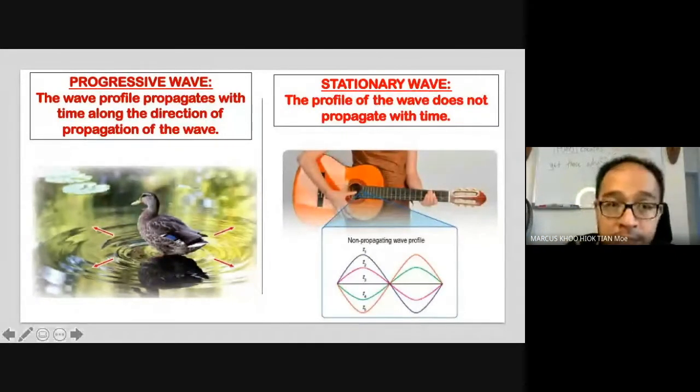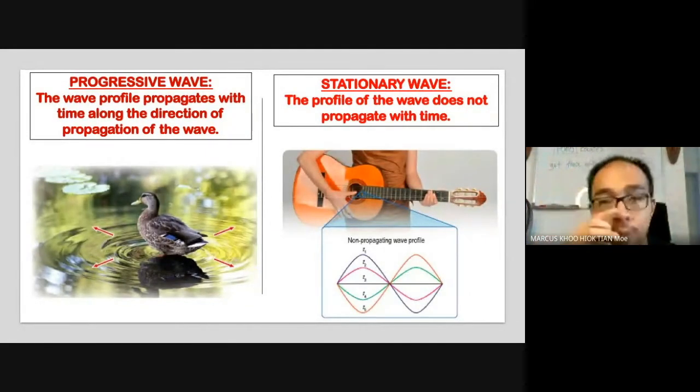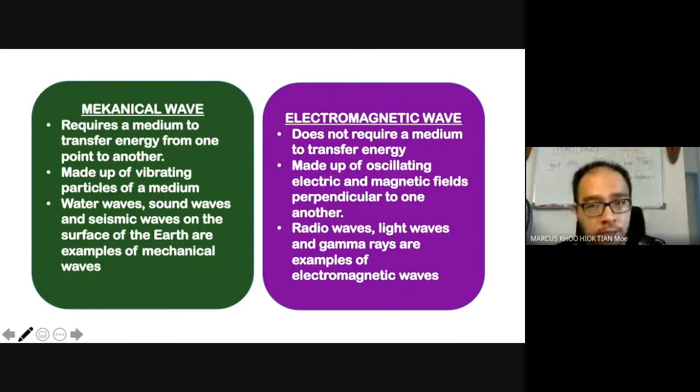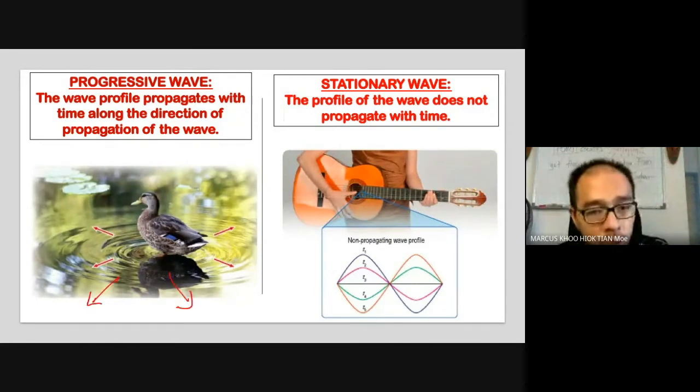A progressive wave is a wave that propagates. It's a wave that moves. Okay, we don't say move, but we say propagate. Sorry, there are two different classifications of waves. The first one is progressive wave and stationary wave. Under progressive wave, there are two, but we haven't talked about it yet. Okay, under progressive waves, there are two, but we'll talk about this in a little while. Stationary wave has none.